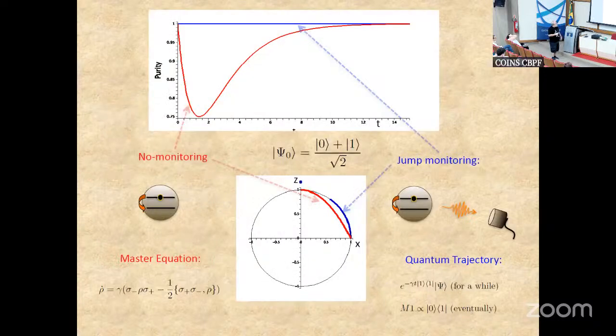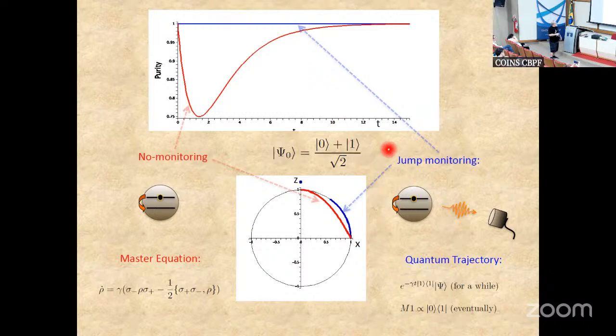So you see that if I ask what is the purity of my system, if I don't monitor the environment, the system starts to decohere and eventually goes back to a pure state, obviously, because it's a spontaneous emission. The asymptotic state is the ground state, which is pure. But if I monitor the environment, I have the system pure the whole time.